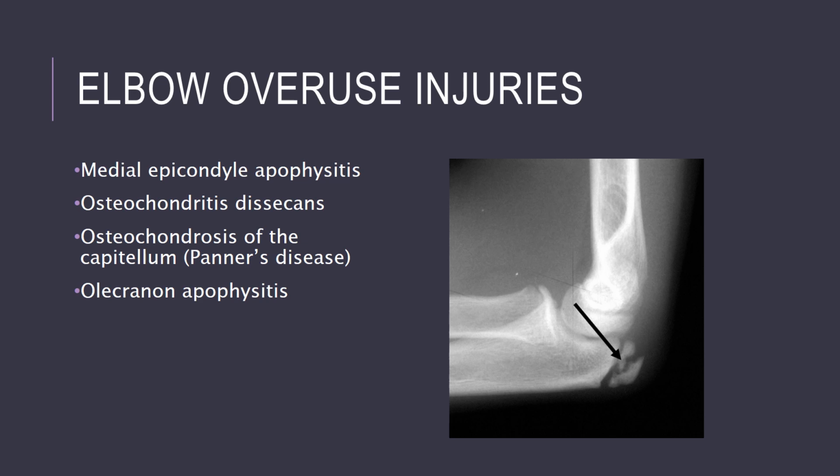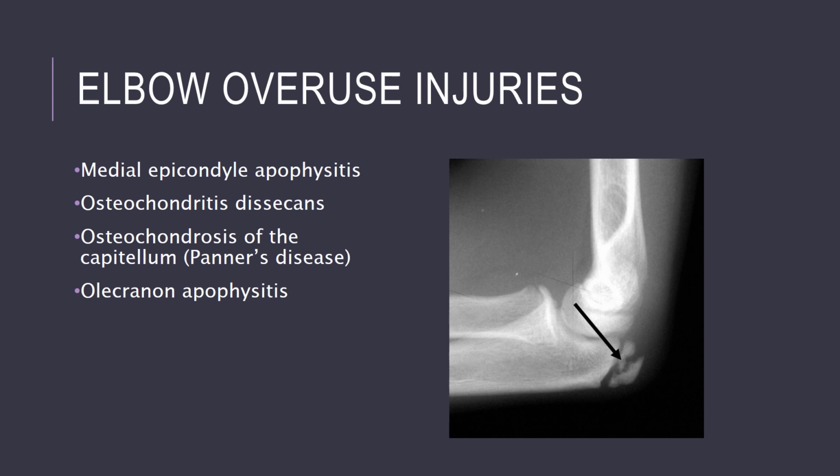Let's move on to the elbow. Elbow overuse injuries often occur due to the repetitive microtrauma from throwing or weight bearing through the long axis of the bones. Medial epicondyle apophysitis is one injury in a collection sometimes referred to as Little Leaguer's elbow. The epiphyseal cartilage of the medial epicondyle is vulnerable to throwing trauma.